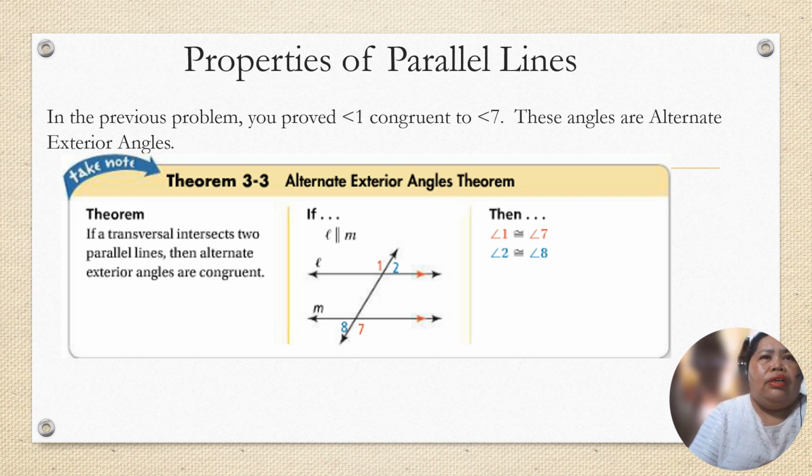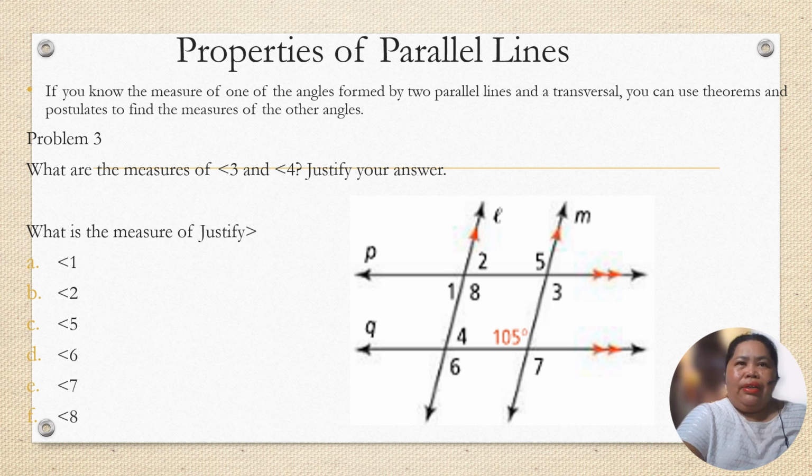In the previous problem, the angles alternate. So if the transversal cuts these two parallel lines, then the alternate exterior angles are congruent. So I am correct. All right, so here, if you know the measure of one angle formed by parallel lines and a transversal, you can use theorems and postulates to find the measures of the other angles. So, for example, what are the measures of angle 3 and angle 4?